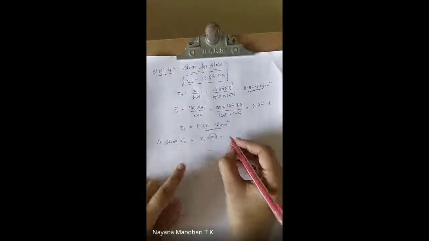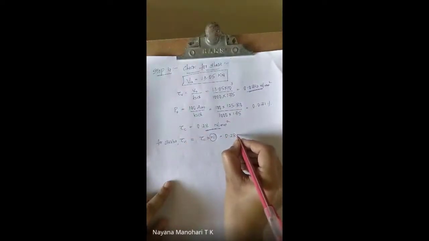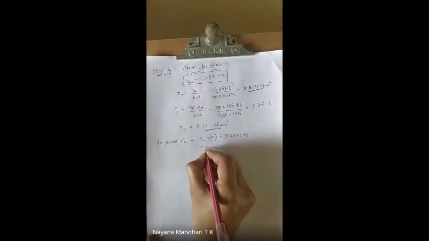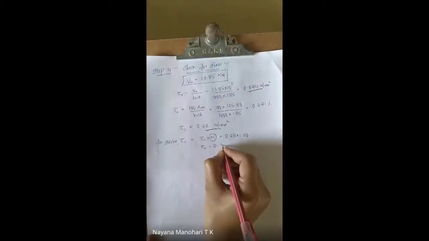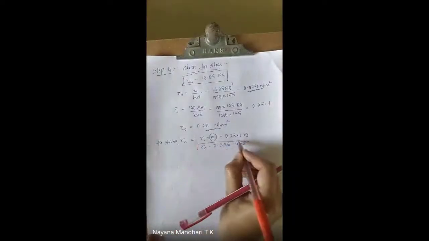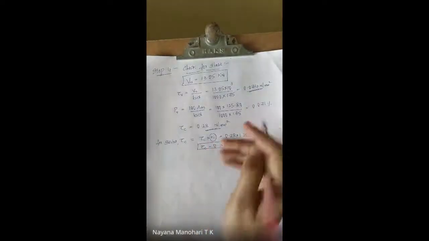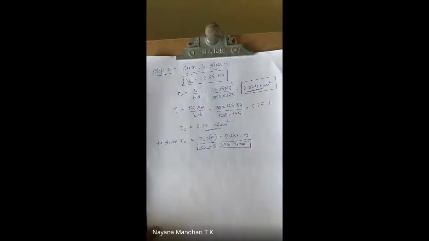Substituting, the tau C value is 0.28 into 1.20. Then the tau C value is 0.336 Newton per mm square. This is your tau C value. Keep it in mind, for slabs you need to multiply tau C by the K value. That is the constant. Now compare the tau V and tau C values.